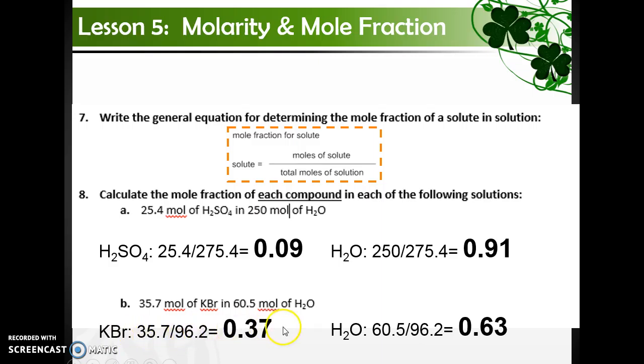And then here's the solution for letter B. So for potassium bromide, there are 35.7 moles of potassium bromide. Total solution, you add the 35.7 plus the 60.5 to get 96.2. When you divide those two, you get 0.37. To find the mole fraction of water, you want to take the moles of water, which is 60.5, divided by moles of total solution, which is again 96.2. Divide those two numbers and you get 0.63.